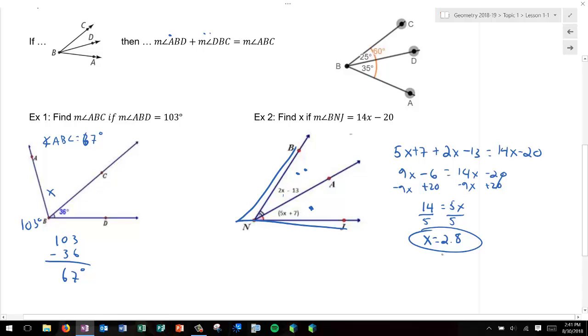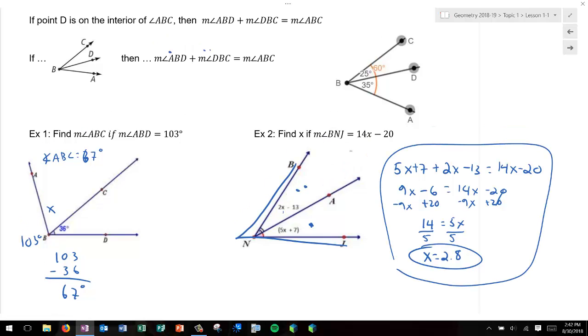This would be a really good time to pause the video if you need any explanation on how this algebra works. And with that said, now's a good time to try the first day practice problems that are in your packet. That's all the information that we have on this video.